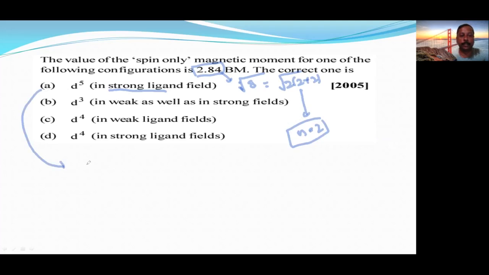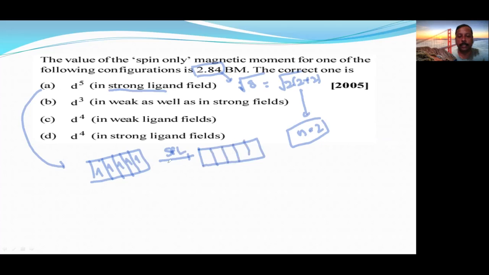D5 configuration. D5 in the strong field is different. Pairing will take place against Hund's rule, like this one. See, this is the D5. But in the presence of a strong field ligand, pairing will take place against Hund's rule. So this will come over here and this will come over here.